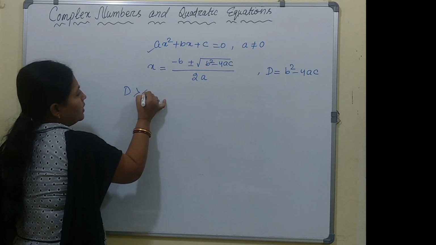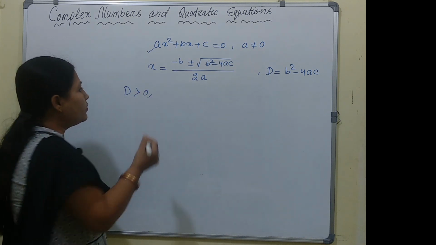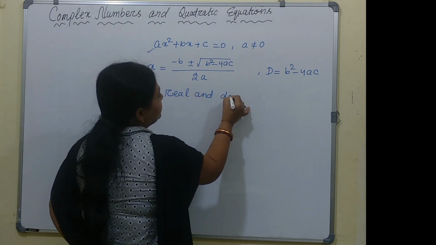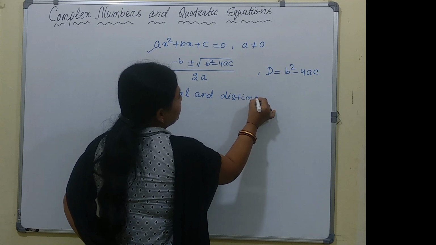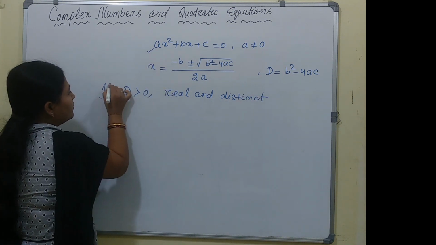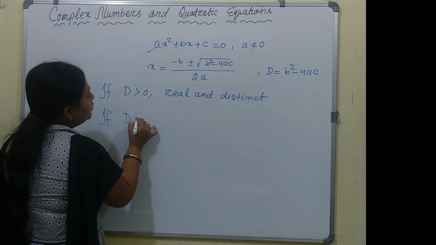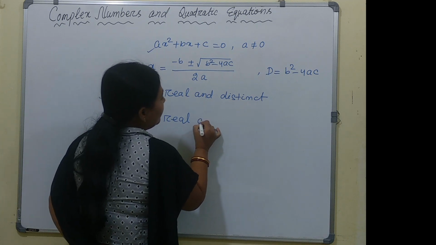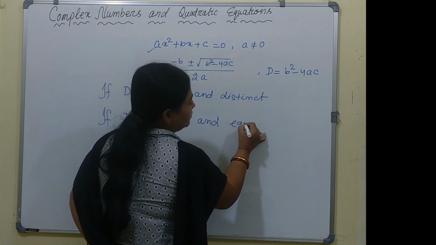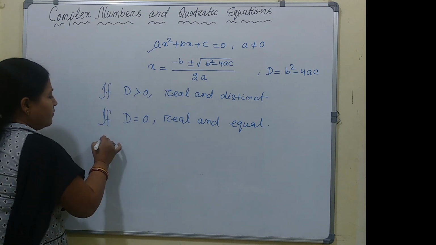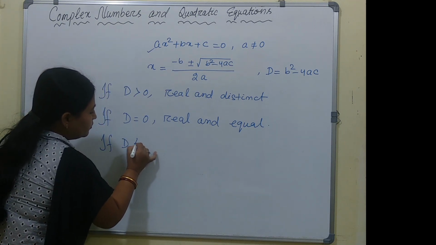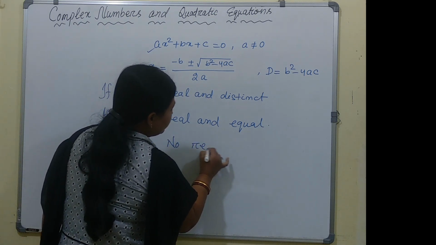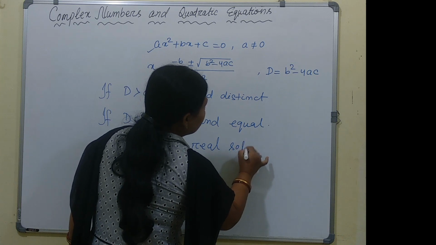If D > 0, the solutions of the quadratic equation are real and distinct. If D = 0, the solutions are real and equal. Okay? If D < 0, there is no real solution.